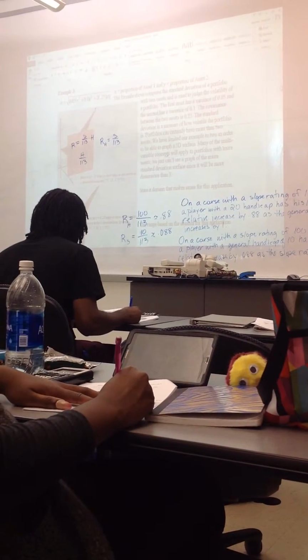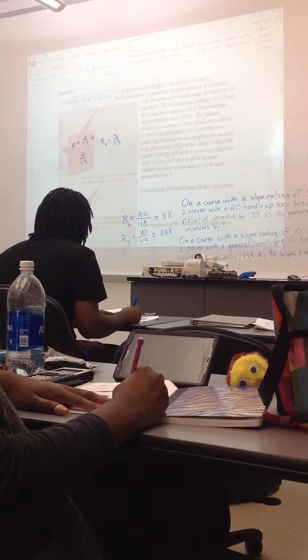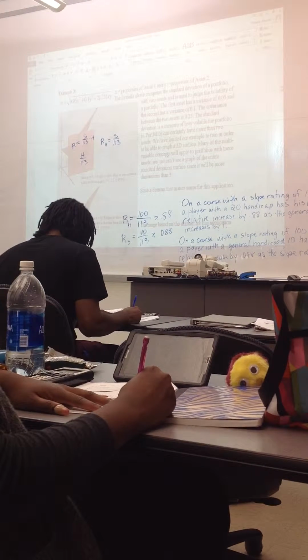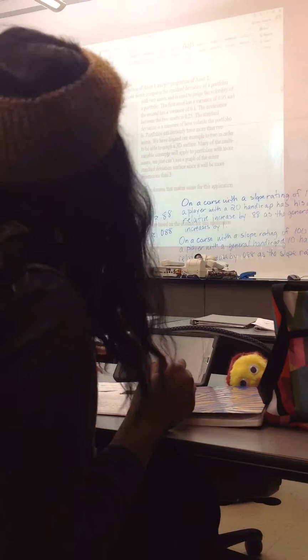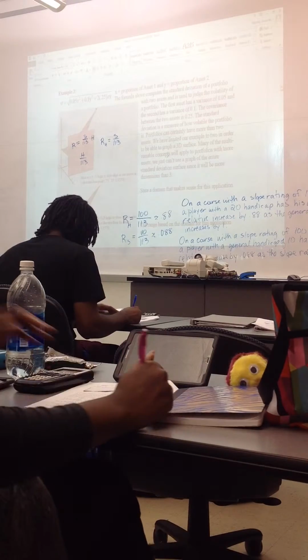Portion of a portfolio that's in asset two. The formula computes the standard deviation of a portfolio with two assets and is used to judge the volatility of the portfolio. The first asset has a variance of 0.05 and the second of 0.1.